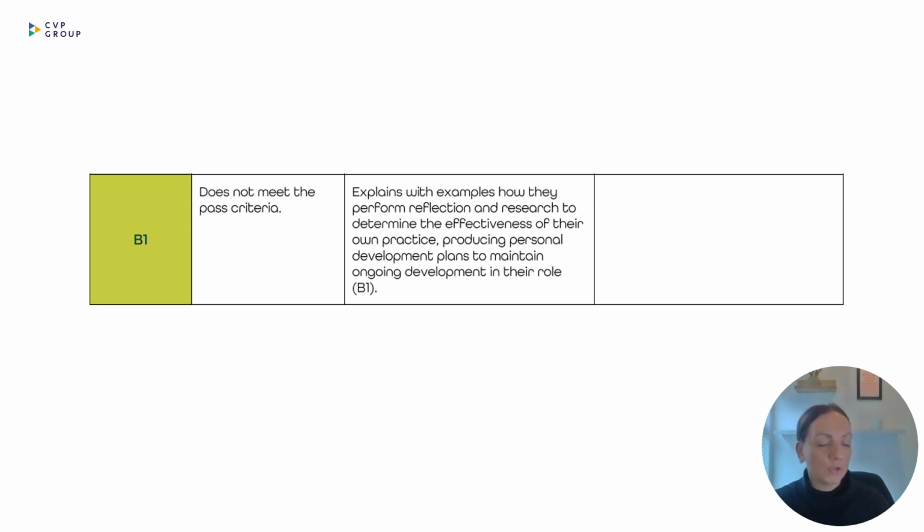And B1. So B1 is about explaining with examples how you perform reflection and research to determine the effectiveness of your own practice, producing personal development plans to maintain ongoing development in your role. So this is where I think we can be quite methodical. I would approach it like this.